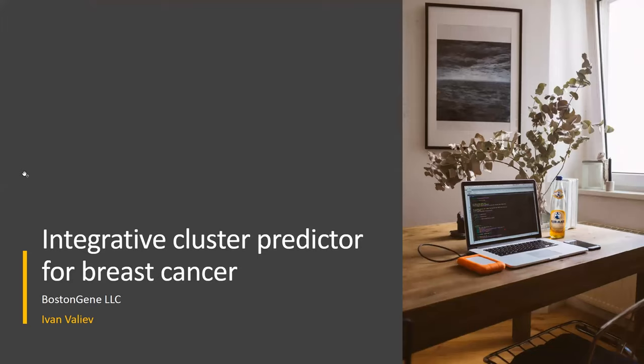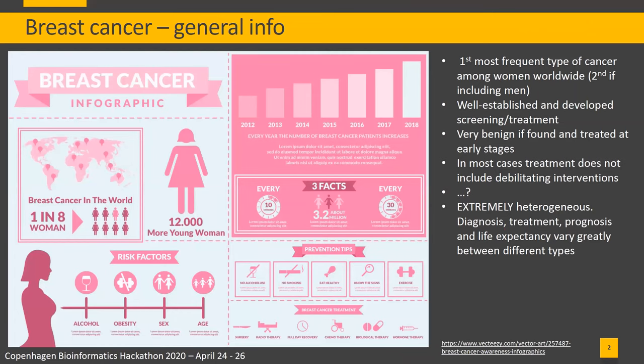This is a project of an integrative cluster predictor for breast cancer. And let's move to the next slide immediately. It's quite a narrow topic. And the overall goal of the project will be to make a quite simple, as simple as possible classifier for the novel classification of breast cancer.